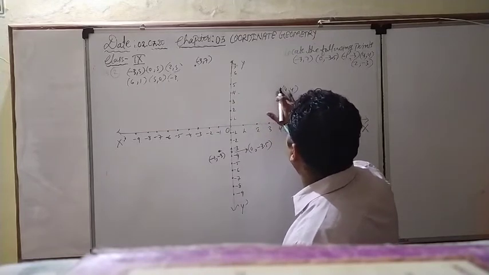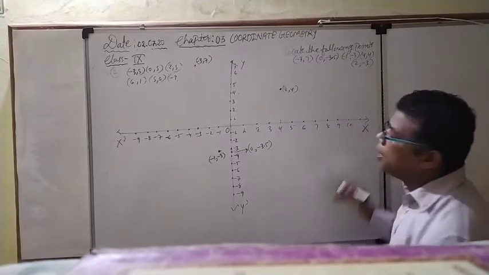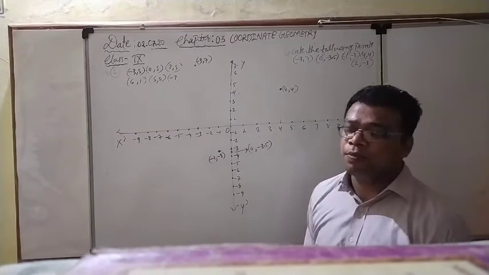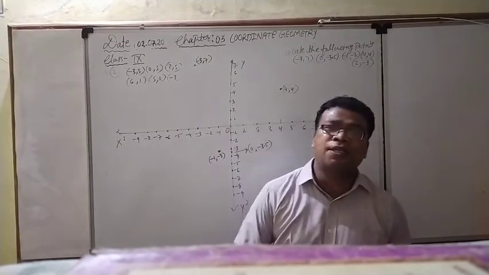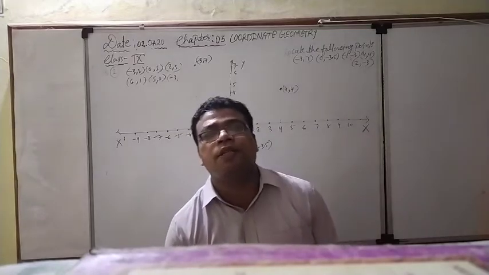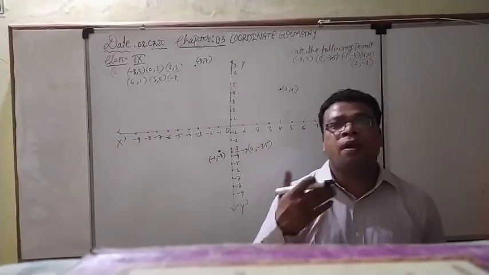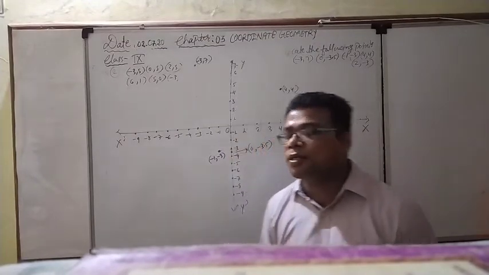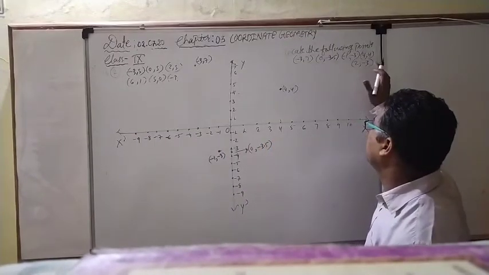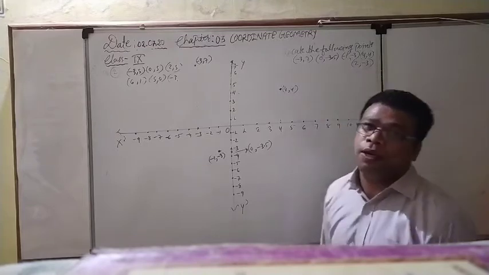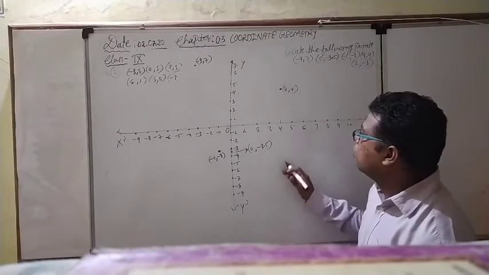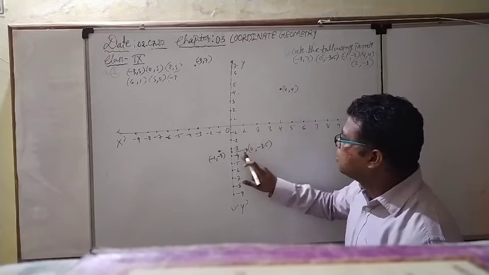Right now see what is the next point. Last point, 2, minus 3. X coordinate is positive, y coordinate is negative, meaning this particular coordinate is present in the fourth quadrant, because the fourth quadrant is always represented by positive x and negative y. Positive x coordinate and negative y coordinate. Okay, 2, minus 3. So this is the 2 and this is the minus 3.